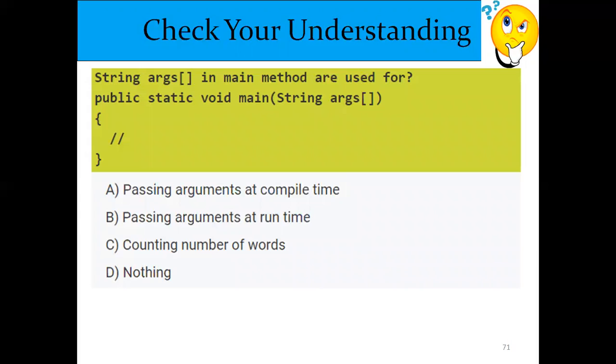And next: String args in the main method is used for. So the execution of main always starts from a particular point. Those are nothing but passing arguments at runtime. It doesn't pass anything at compile time. At compile time, it just checks whether there are any errors in your code. But during runtime, it will pass all the arguments. So String args will pass arguments during runtime.